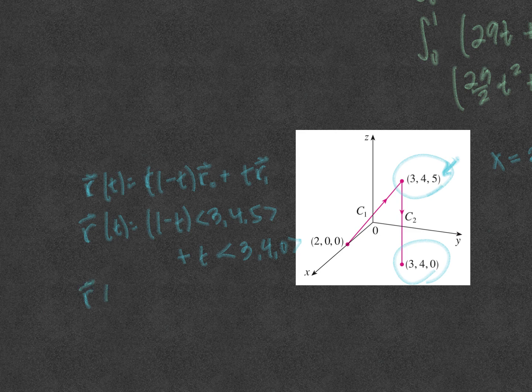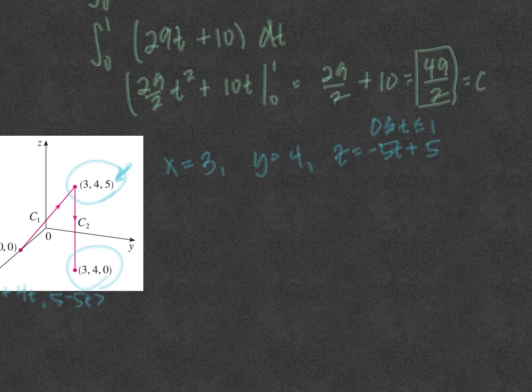And you'll find that r of t equals 3 minus 3t plus the 3t below, 4 minus 4t plus the 4t below, and 5 minus 5t. So if you simplify these, the t terms cancel and you have 3, the t terms cancel and you have 4, and you have 5 minus 5t. So that's where you get your x, y, and z equations. So if you want to do it that way, you may. It's a formula and you have to memorize, and so I'm not a super big fan of that.